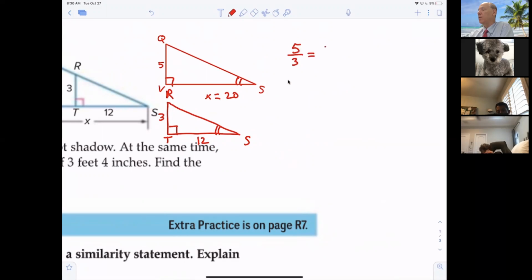5/3 is equal to 20/x. Oh, wait a minute. 5/3 is equal to 20 over, no, sorry. I know it's right, but I just solved the variable there, sorry. So it should be 5/3 is equal to x over 12. Now remember, that's not the only way you can do it, right? You can say 5/x equals 3/12 also.